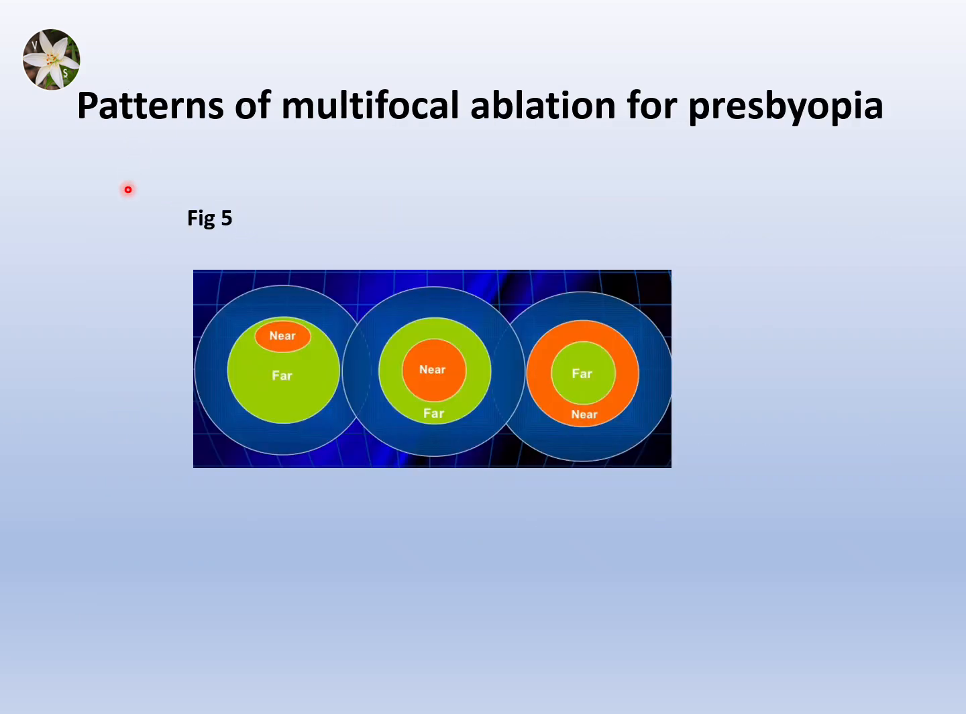This figure illustrates that by modifying the laser ablation, you can create zones for near vision and far vision. So here we have near vision correction in the center and a peripheral zone for far vision. Here the center one is corrected for far vision and the peripheral zone is for near vision. So these patterns basically are chosen on the basis of the patient's requirement and also on the basis of the surgeon's preference.